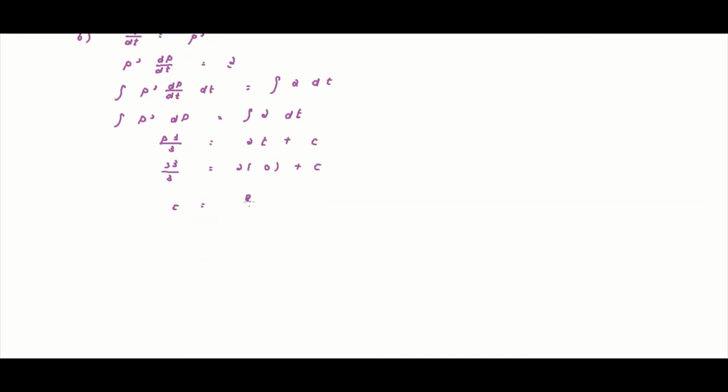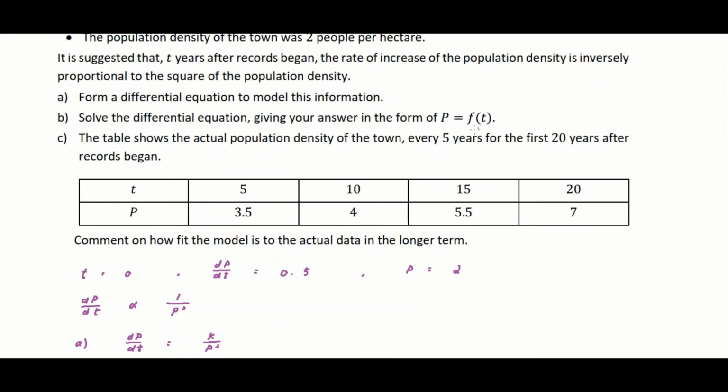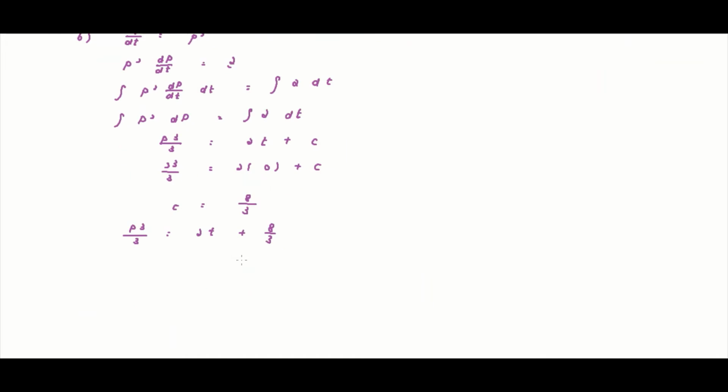Okay, so now let's try to rewrite the equation. So you have P cubed over 3 equals 3t plus 8 over 3. The question asks you to write this in the form of P equals f of t, meaning P is your subject. So we need to just solve this.